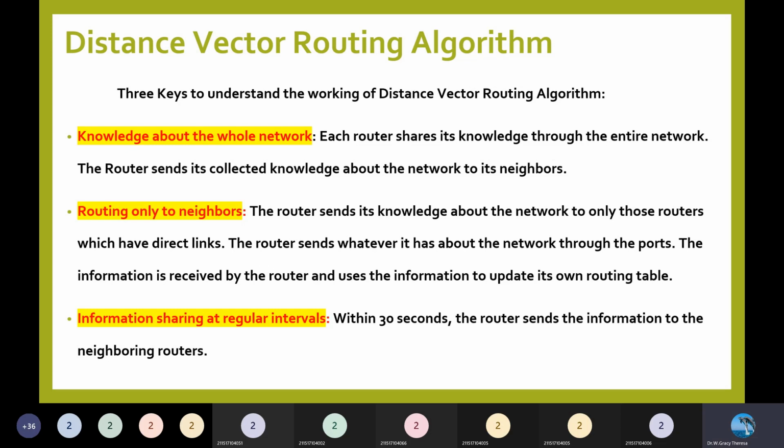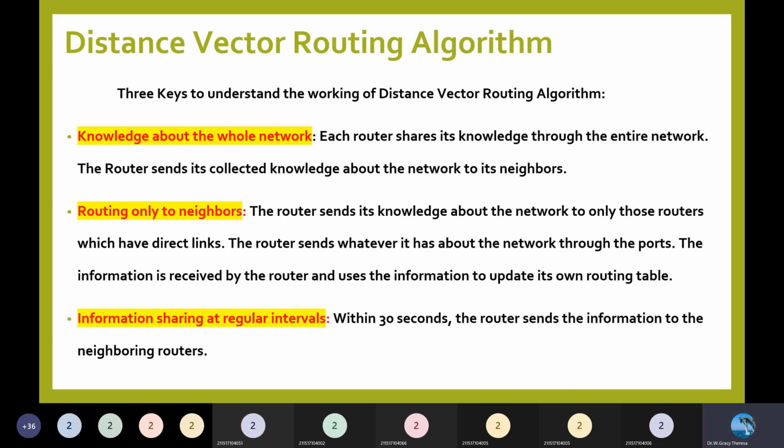Okay, next, let me talk about the first, the knowledge about the whole network. So what is this knowledge about the whole network? Here each and every router has to share its knowledge about the entire network. Whatever it knows, if it knows about a nearby node, it will update and have that information. If it does not have it, then that will be considered as infinite.